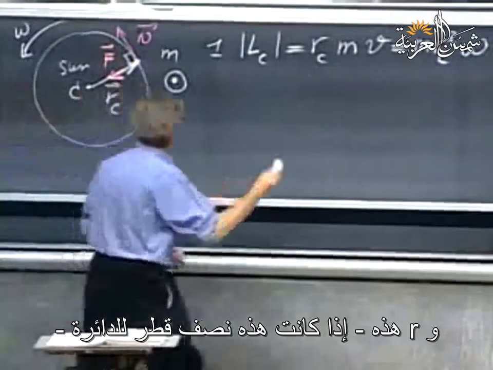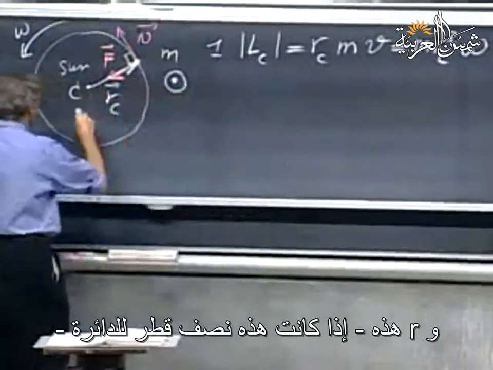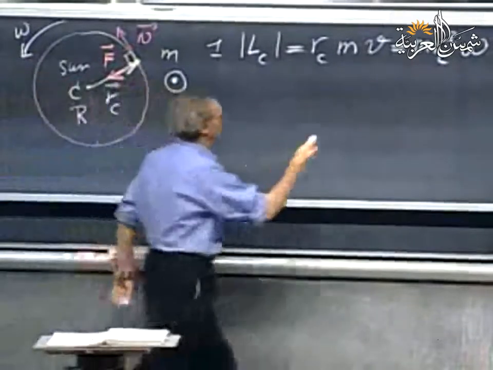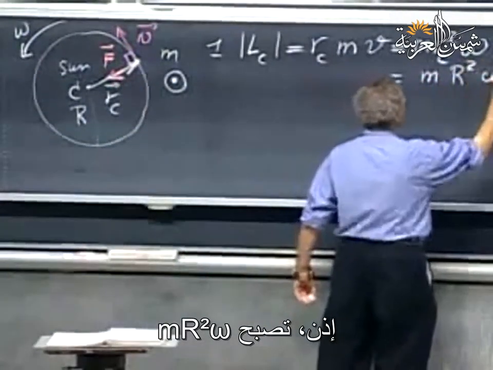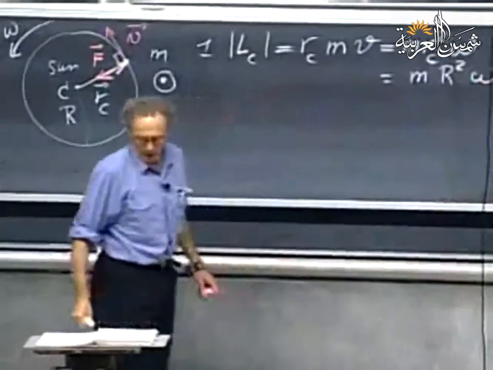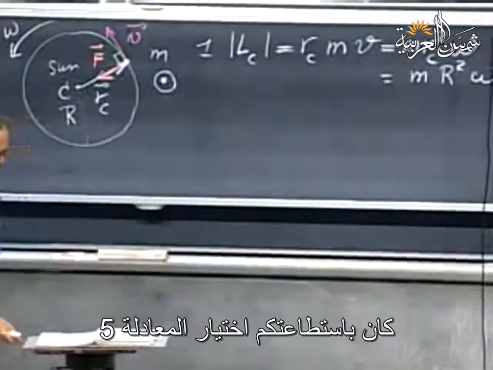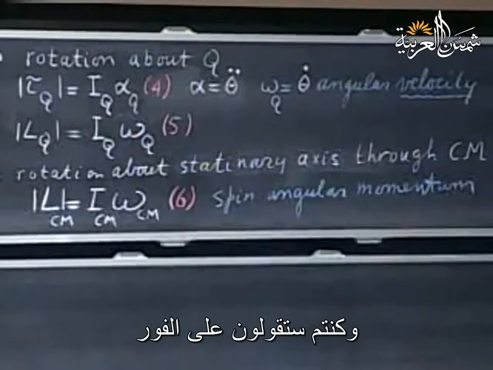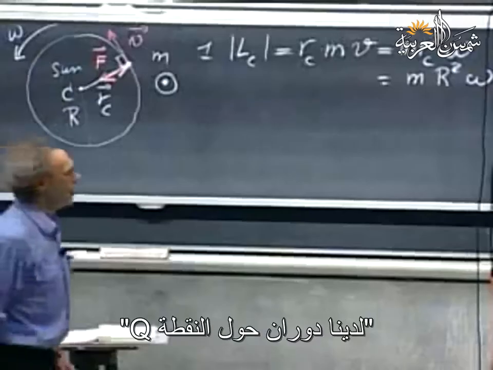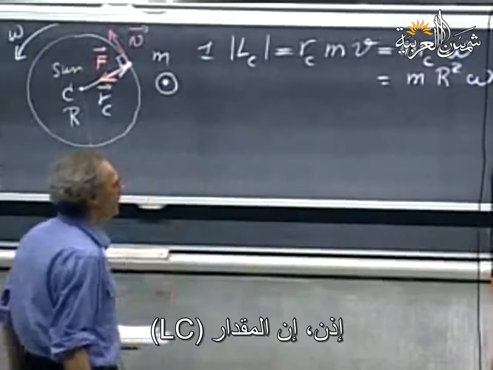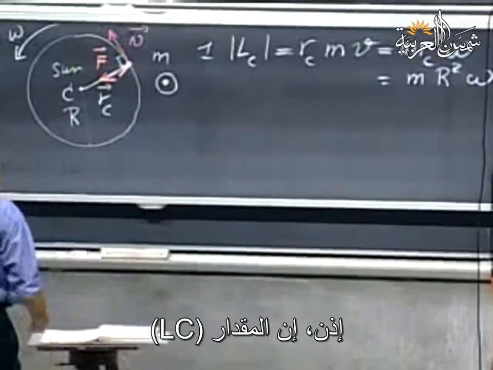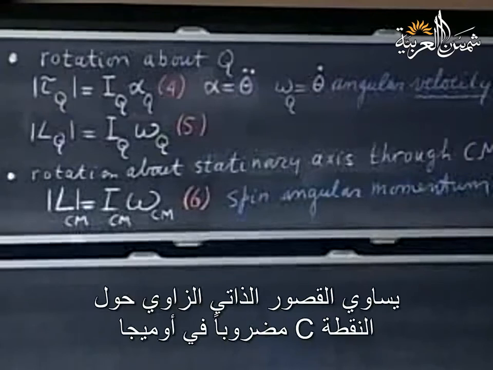And if this is the radius of the circle, then this obviously becomes m r squared omega. You could have chosen equation 5, and you would immediately have said, aha, I have a rotation about point Q, which in this case is C, and so the magnitude of L about C equals the moment of inertia about point C times omega.